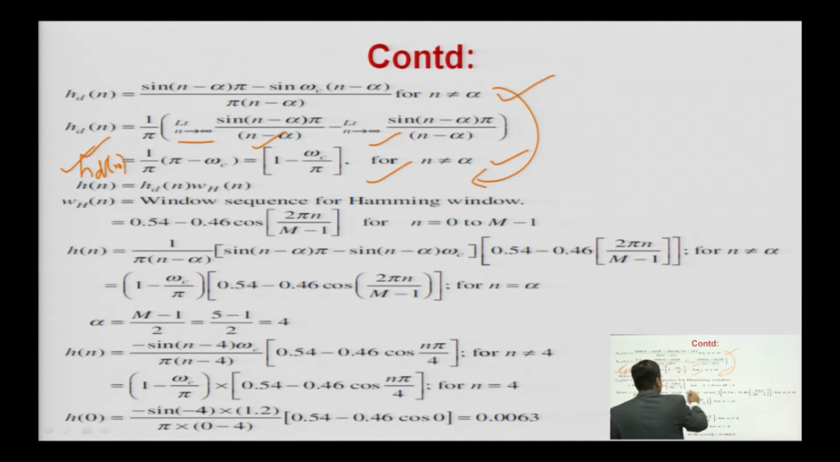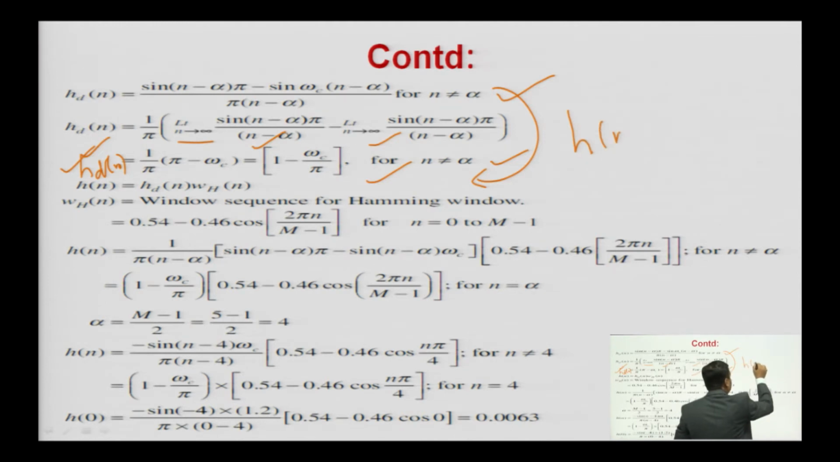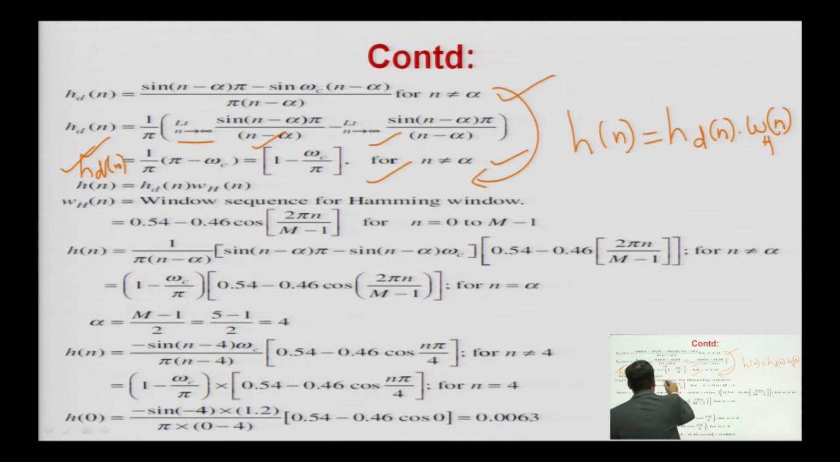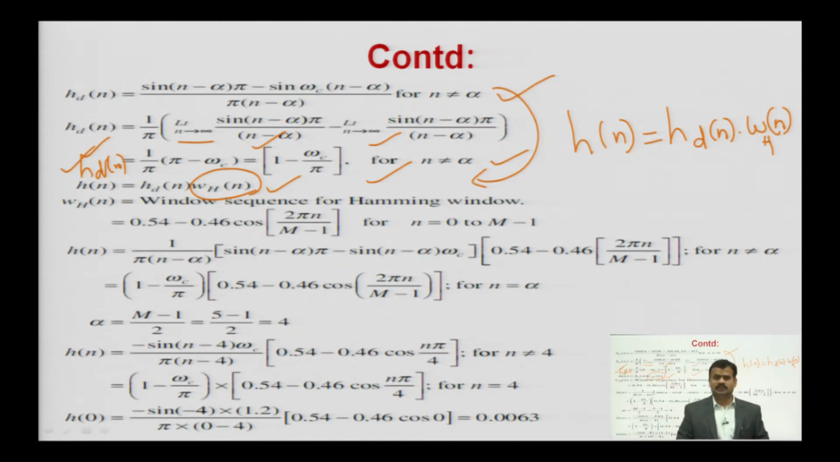Window technique means that your final filter coefficient h(n) is equal to what? This h_d(n) that you have found, multiplied by the window function that you are using. Which window function are you using here? Hamming. That's why you are using w_H(n) here. So, now you have to find the value of w_H(n), then multiply h_d(n) and w_H(n), and finally you will get h(n), that is your final FIR digital filter coefficient. Okay. So, I hope it is clear to everybody.